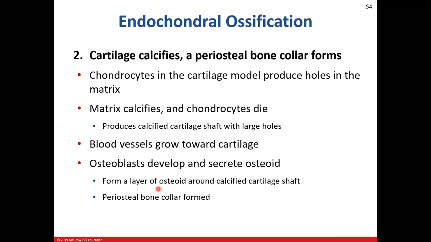These large holes really allow blood vessels to grow toward the cartilage, and our osteoblasts, again, our bone-forming cells, develop and secrete this osteoid. This osteoid, again, is the secretion that begins to calcify and really give us that bony tissue. So it forms a layer of osteoid around a calcified cartilage shaft, and this periosteal bone collar is formed.